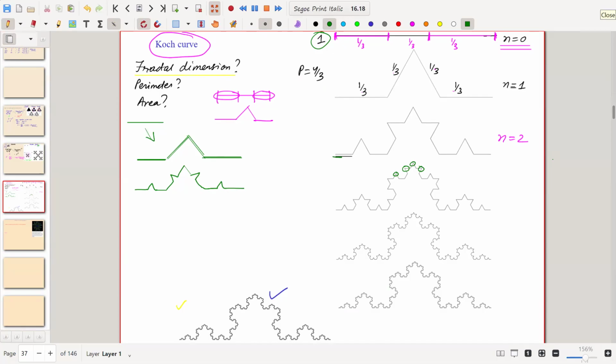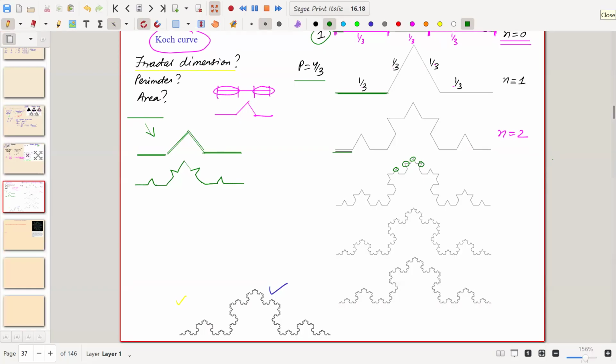Now what is the perimeter? Can you tell? 16 by? Are you sure? Think properly. See this unit length, every length went to 1 by 3. Now this 1/3 length, you are again breaking it down, so each length will be 1/9. Now how many such broken pieces are there? 1, 2, 3, 4, 5, 6, 7, 8, 9, 10, 11, 12, 13, 14, 15, 16. 16 broken pieces are there. So the perimeter is 16/9.